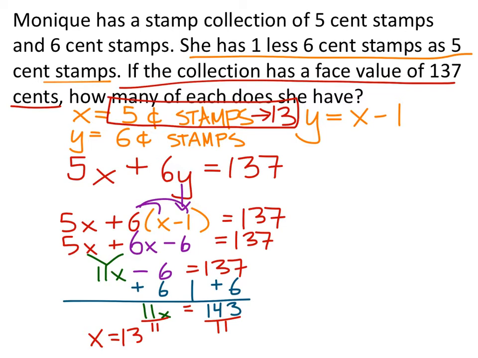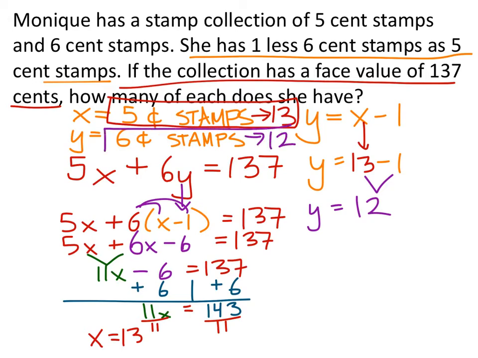Well, now that we have x, I'm going to go into the first equation, y equals x minus 1, and I'm going to replace x with 13 and then just solve for y. So there I go, I've replaced it. Next I'll do 13 minus 1, and then I've got y is 12. So the y was the 6-cent stamps, and I have 12 of those.